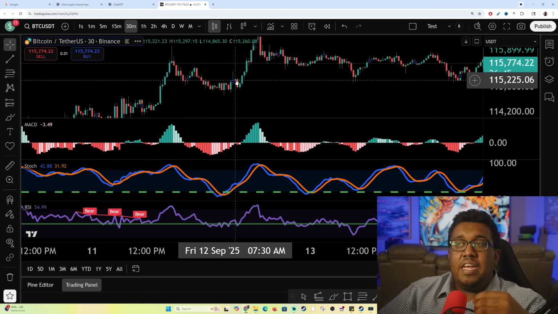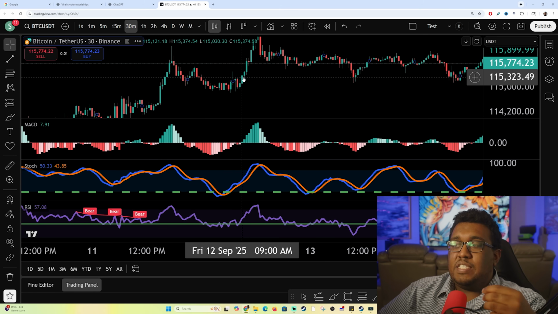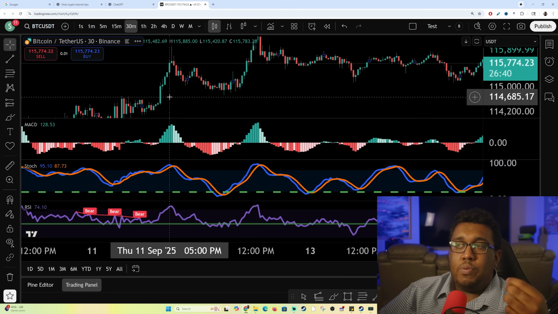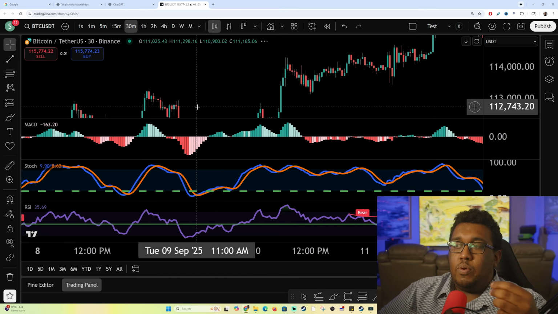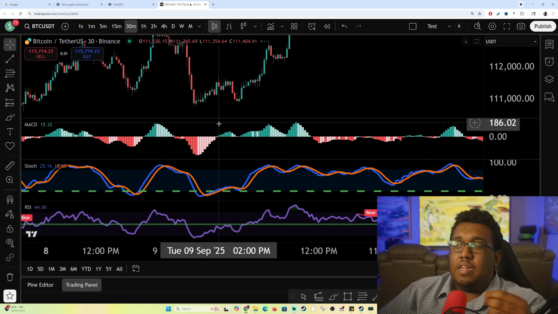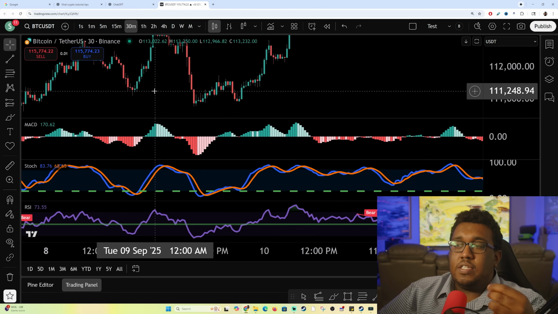You don't have to get every single move that happens, especially when it's happening so early at 9 o'clock when most of us are at work. But you go back in time a little bit, you see the other one happening right here. And again, it didn't really work out because the RSI wasn't there.